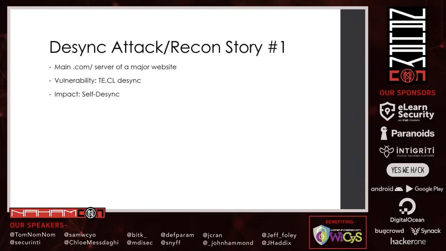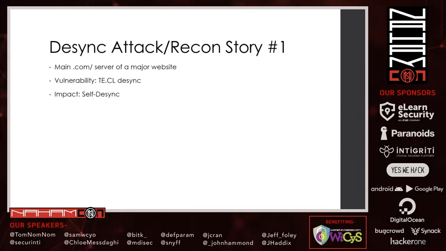So for this specific attack recon story, I had found a TE.CL desync on a main.com server of a major website. But it wasn't looking really good because the impact reach for this TE.CL desync was only a self desync. So I couldn't desync anyone else, and I couldn't desync anyone else on my IP address. I really can only desync my connection. So I sort of had this vulnerability lying around for a while because it was fairly low impact.